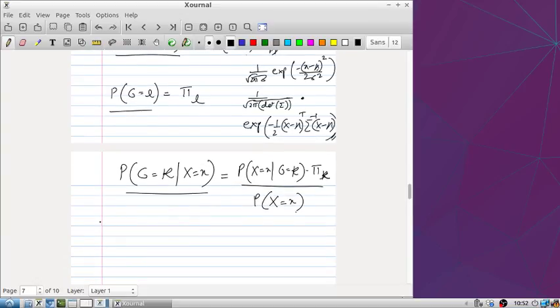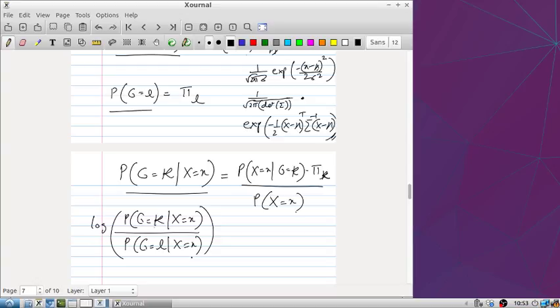Now I'm going to evaluate the log of the probability of G equal to k given x equal to little x, divided by the probability of G equal to L given x equal to little x, for some two classes. And what's the reasoning for doing that?